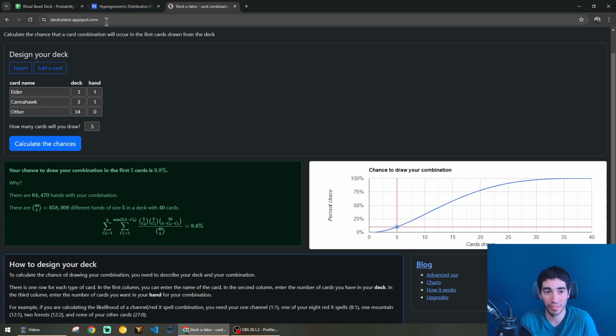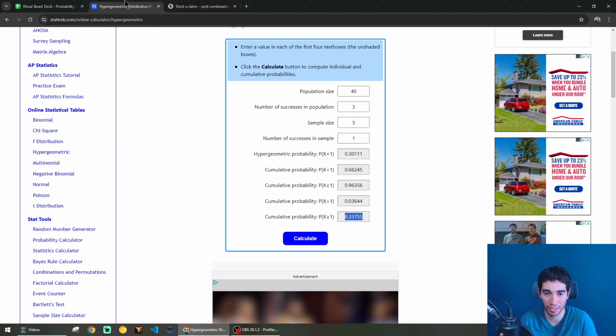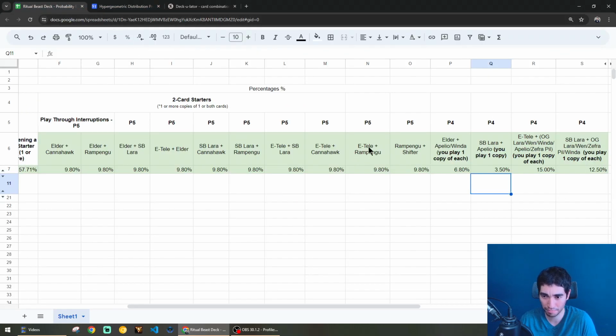By the way, this link is also going to be in the description. And the Cannahawk 2, and when we put the calculated chances, we put how many we want in the hand, and how big our hand is, no? I notice there is the 9.8 that we see on the other side, that we see over here, no?